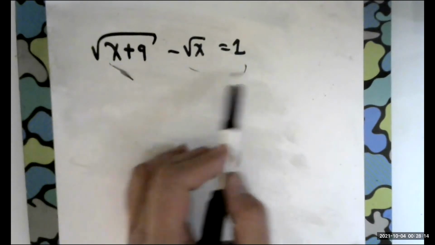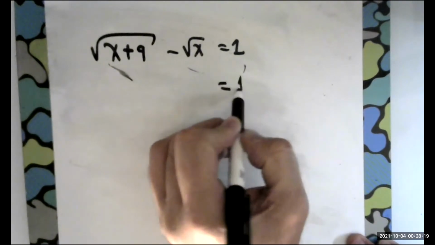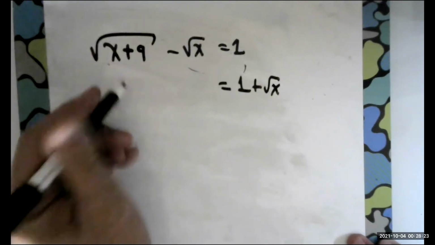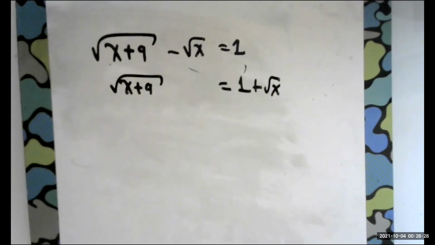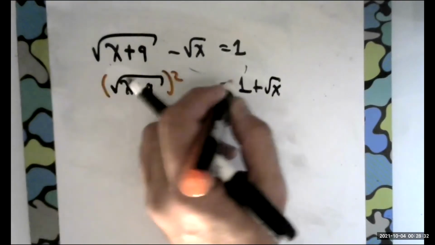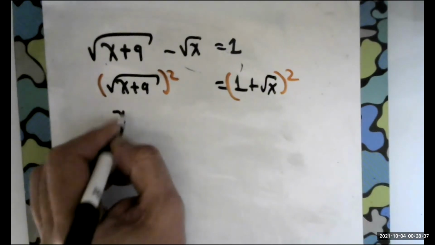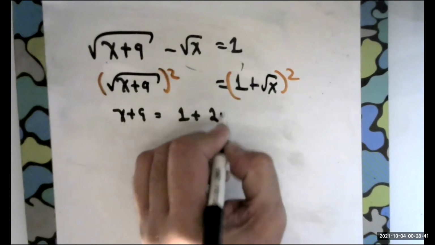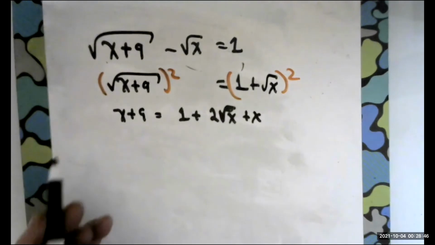Therefore, I must add radical x to both sides. So on the right-hand side, I end up with 1 plus radical x. On the left-hand side, I just simply end up with the radical of x plus 9. At this point, we can just simply square left, square to the right. On the left-hand side, I have x plus 9. Here I have 1 plus 2 radical x plus x.